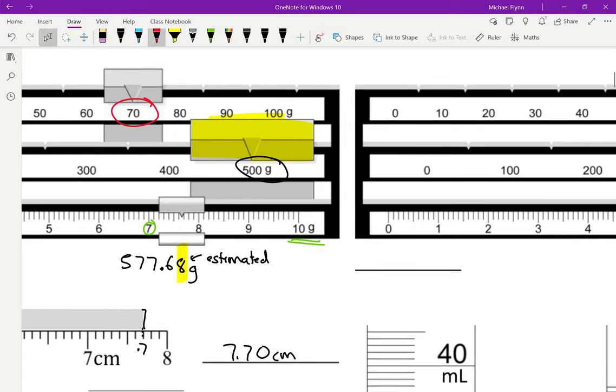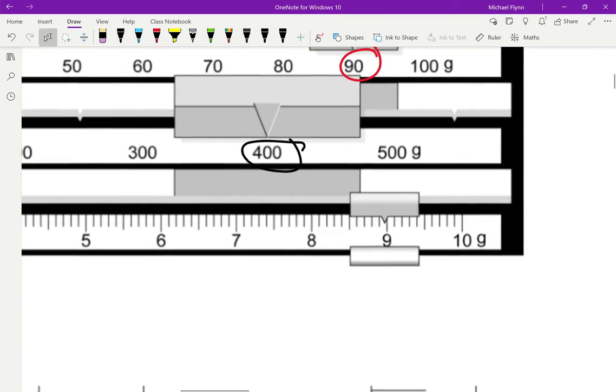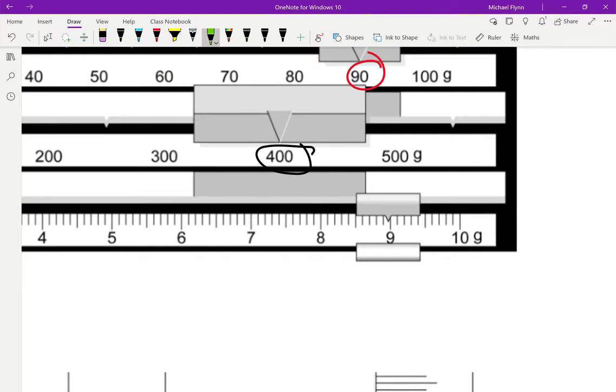The second digit I'll circle in red, so it's 490, okay? And then this looks like 498 point, this marking here is 0.9. I would say 0.99 pretty much, right? So I would write 498.99 grams. Okay, and that's it. So that's how you do it.